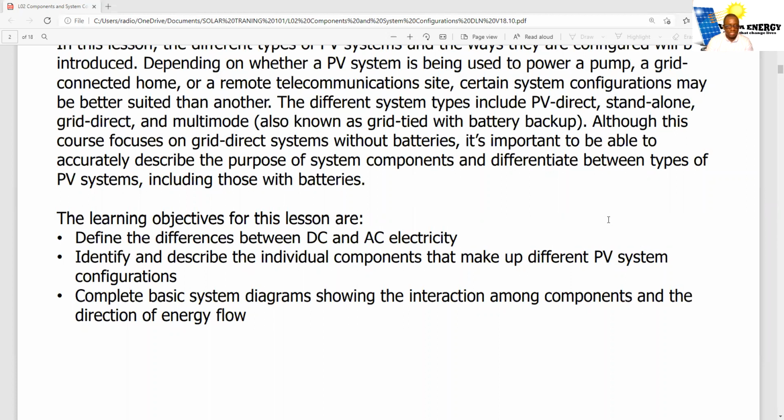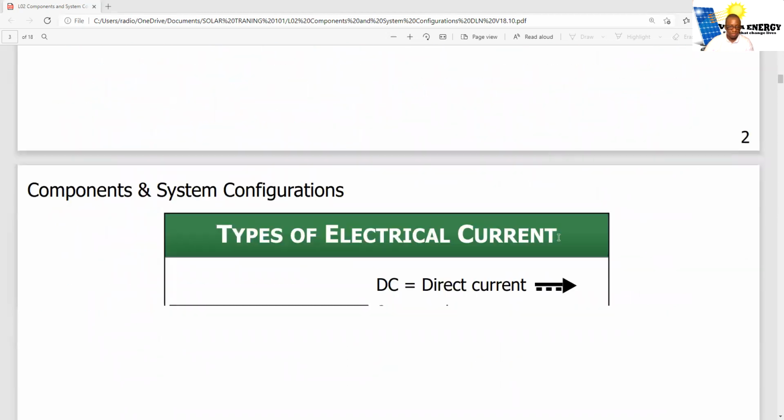The learning objective for this lesson is to define the difference between DC and AC electricity. The word DC stands for direct current and AC is alternating current. We're going to identify and describe the individual components that make up different PV system configurations, and complete a basic system diagram showing interactions among components and directions of energy flow. That is what we are going to be discussing, so stay tuned with me.